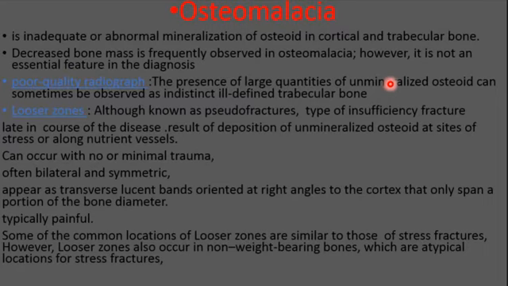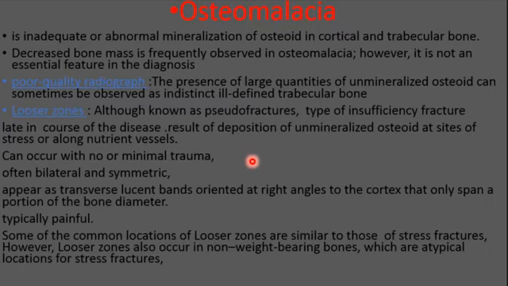We have two terms in the radiological findings of osteomalacia. First, poor quality radiograph. This results from the presence of large quantities of unmineralized osteoid, which can sometimes be observed as indistinct, ill-defined trabeculae. Well, the most important hallmark of osteomalacia is Looser zones.